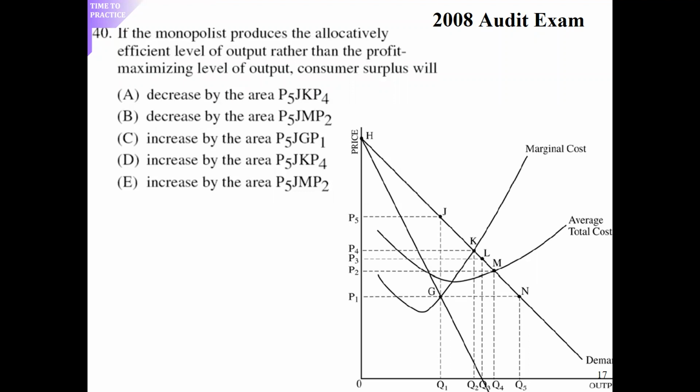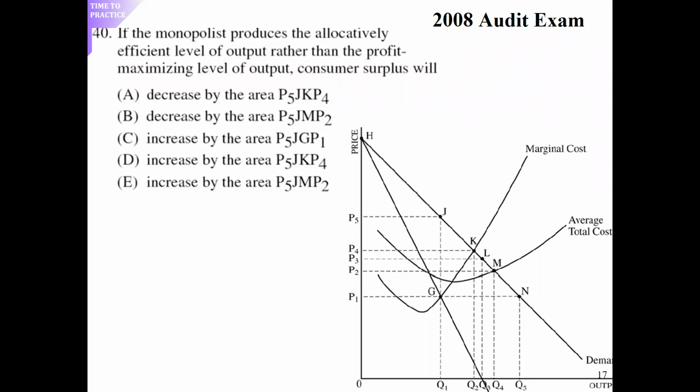Okay. All right. If the monopolist produces at the allocative level rather than the profit maximizer. All right, so if the monopolist, Kyle, how do I find the profit maximizer? Where is it? MC equals MR, great. I'm going to take it up to the price. So this would be consumer surplus at the profit maximizing quantity.